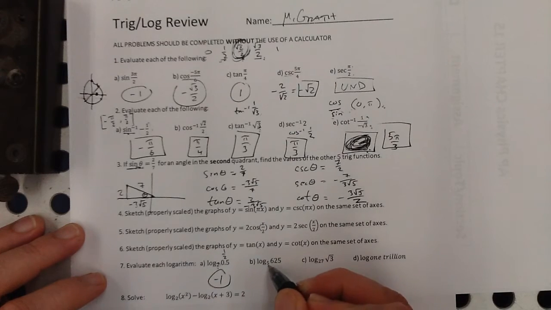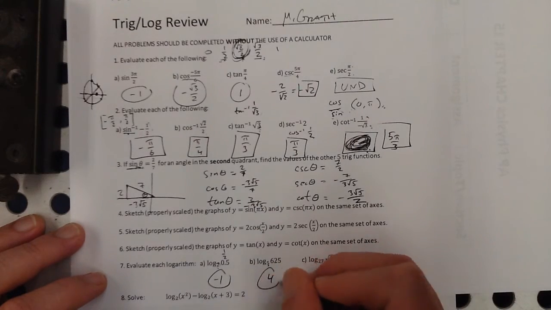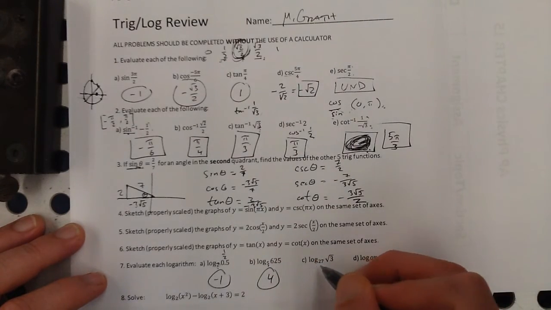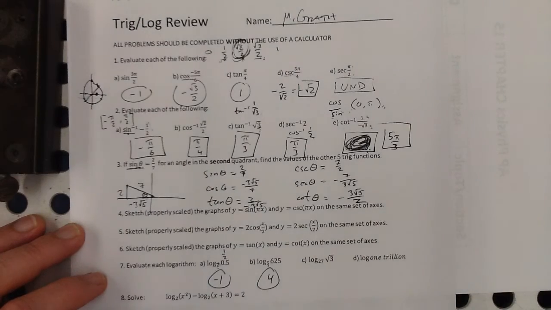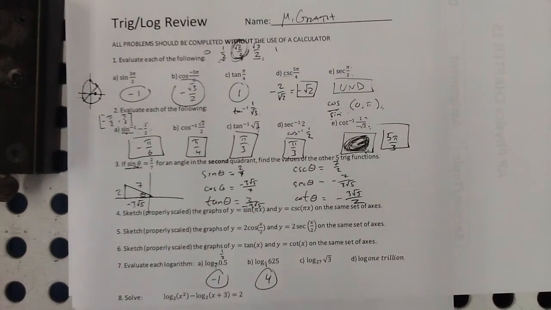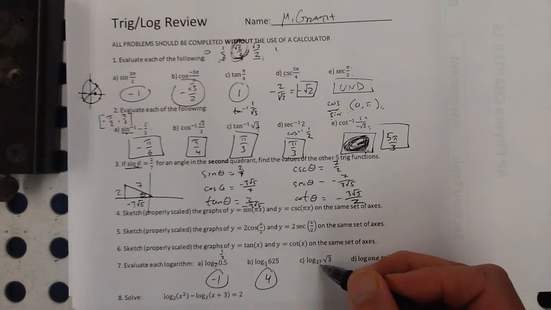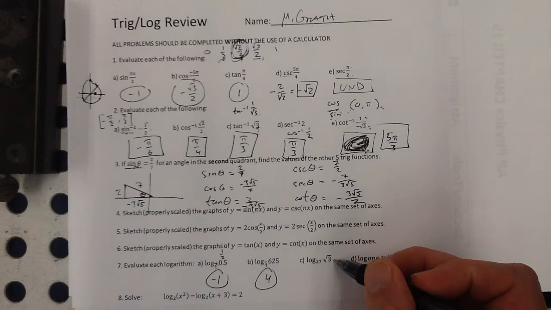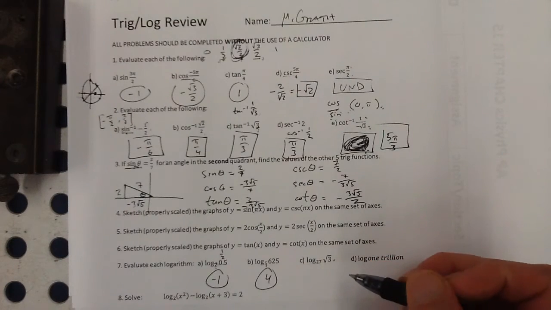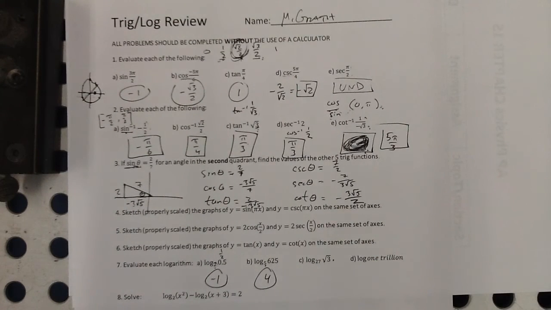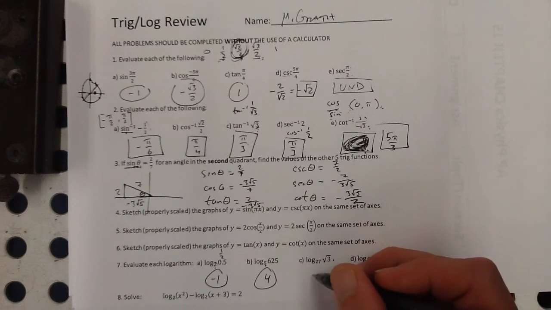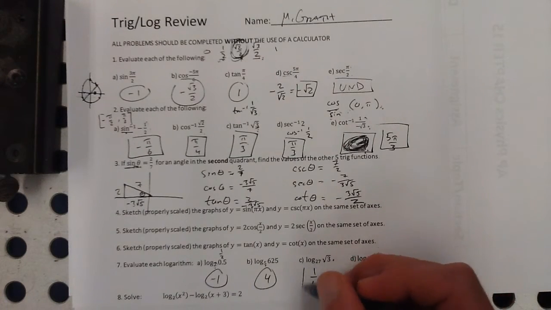What power do you have to raise 5 to get 625? Fourth. What power do you have to raise 27 to get the square root of 3? Well, how would you get it to be 3? To get it to be 3, you'd have to take the cube root of it, which is the same as raising it to the 1/3 power. But then after that, it's under a square root sign, so you have to raise it to the 1/3 power and then also raise it to the 1/2 power, which is the same as raising it to the 1/6 power.